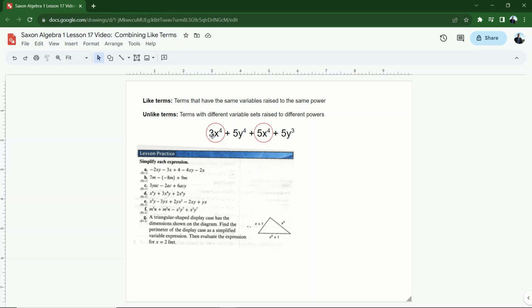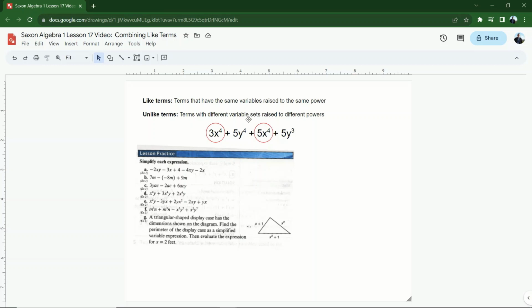Here I have 3x to the fourth. What does that mean? That means 3 times x times x times x times x. And 5x to the fourth. That means 5 times x times x times x times x. I can combine like terms.